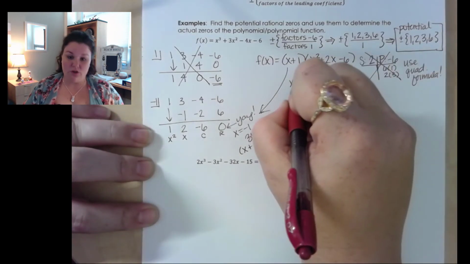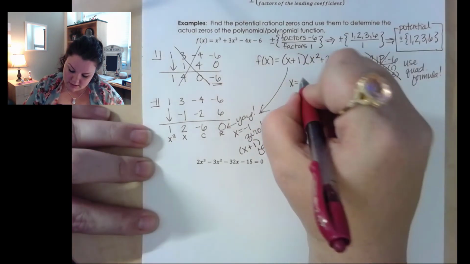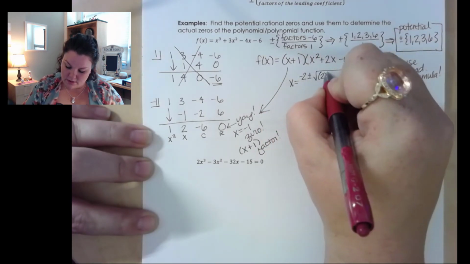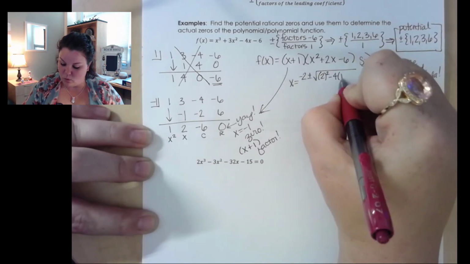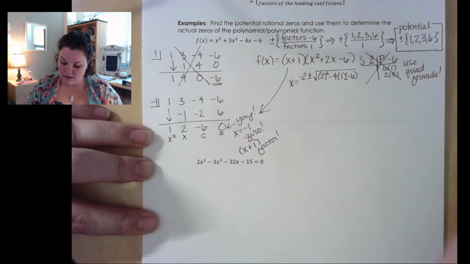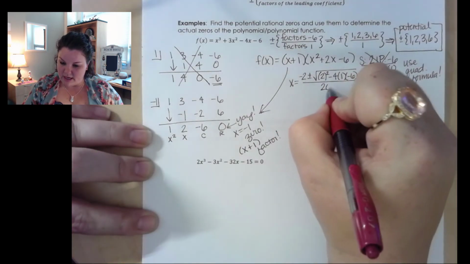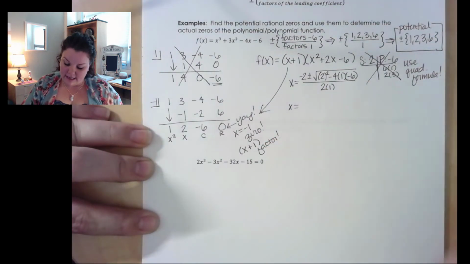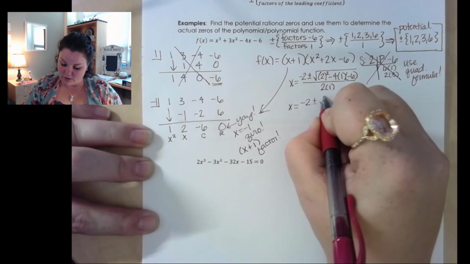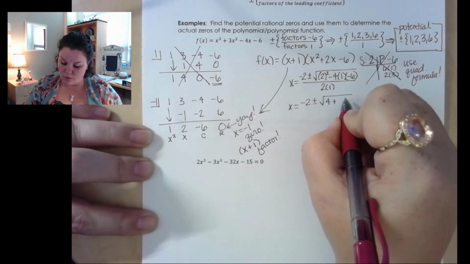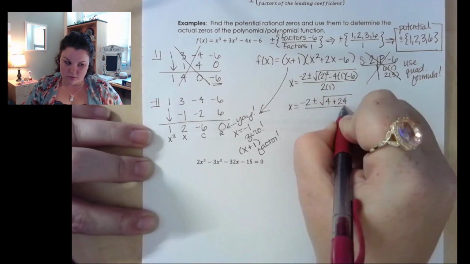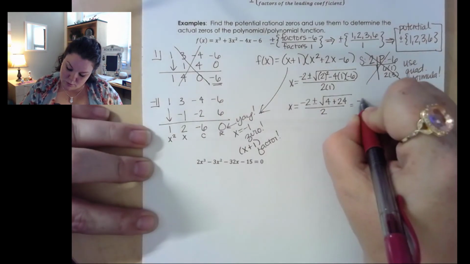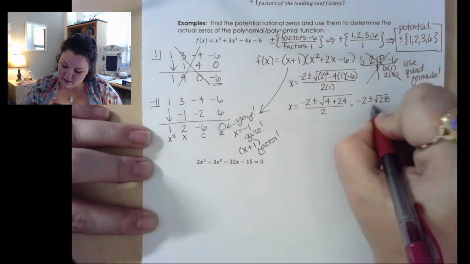So I have x is equal to -b. My b is 2, so -2 plus or minus the square root of b squared, so 2 squared, minus 4 times my a, which is 1, times my c, which is -6, all over 2 times my a, which is 1. Okay, so this is going to give me, as I simplify, -2 plus or minus the square root of 4 plus 24 all over 2, right? And I keep simplifying, so I get -2 plus or minus the square root of 28 over 2.